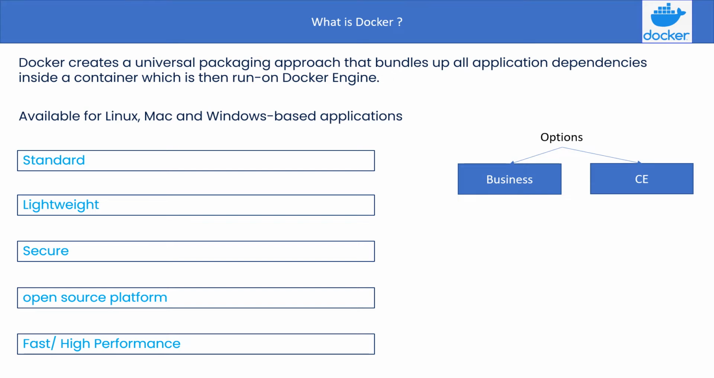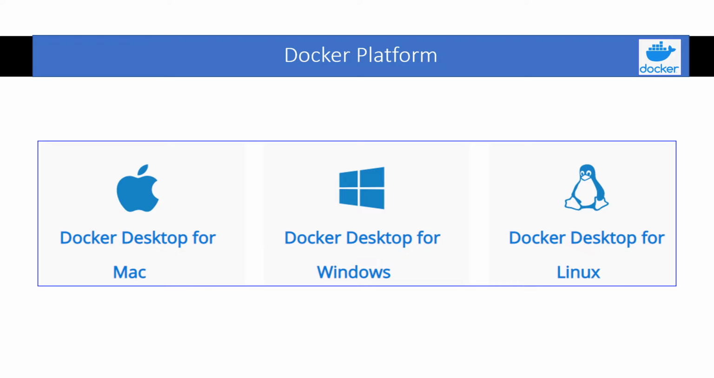There are a couple of standard features or offerings from Docker. It is standard, lightweight, secure, and an open source platform which is fast and high performance. There are two options: either you can go for the community version, which is free, or you can go for the business version, which is paid and subscription based. As I mentioned earlier, Docker is open source. It is available for Mac, Windows, and Linux.